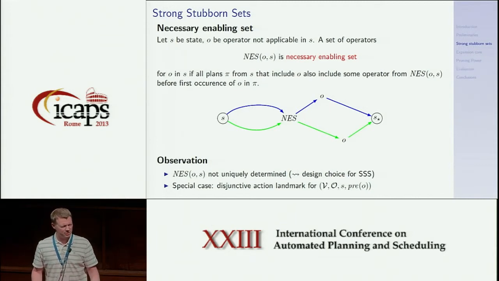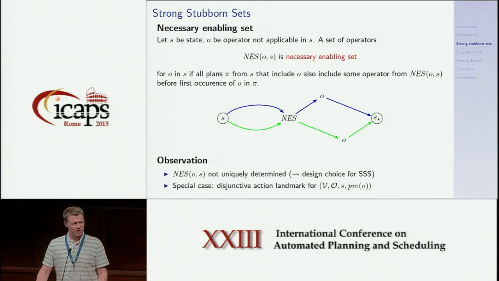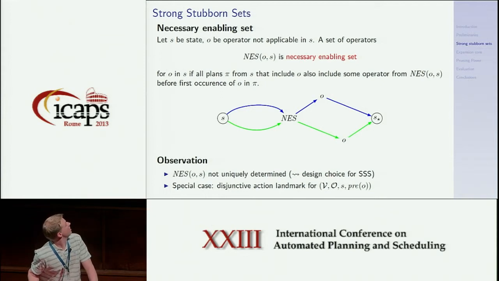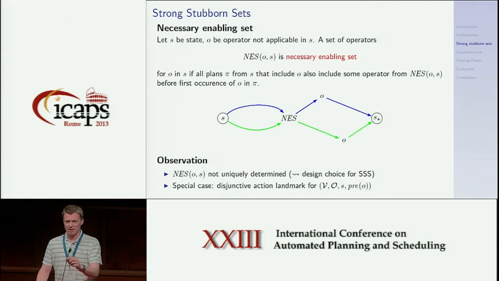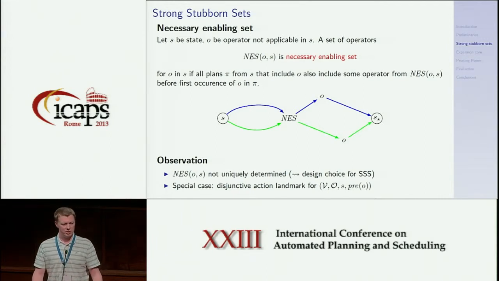For a state S and an operator O that is not applicable in the state S, a set of operators is called a necessary enabling set if for all plans that start in S and include the operator O, it must hold that one operator from this necessary enabling set is applied before the first application of O. So let's have a look at this example, at this figure.